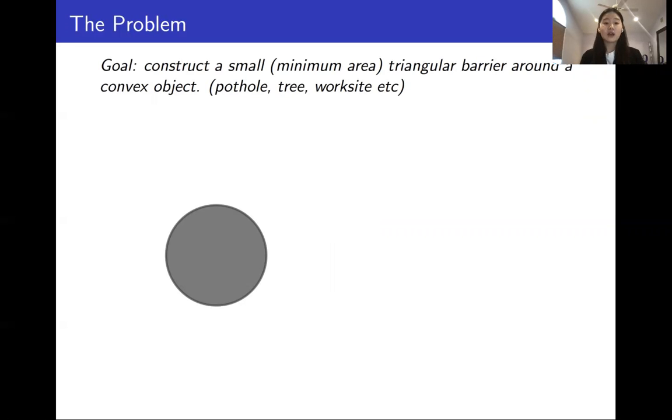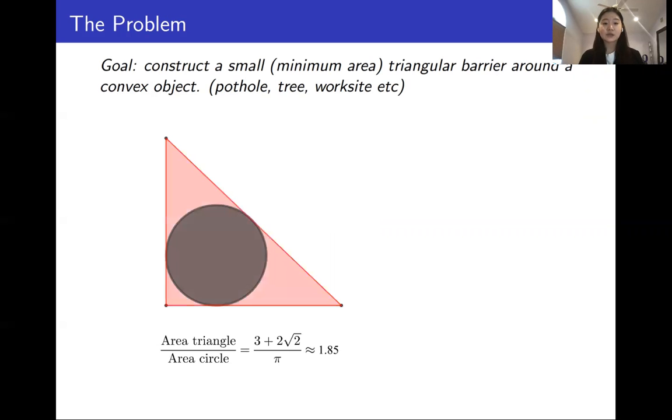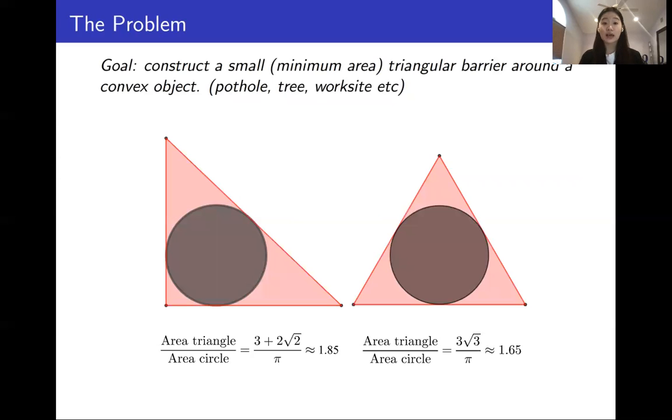convex object. If the object is a circle, we may try to construct an isosceles right-angled triangle. In this case, the ratio between the triangle and the circle is 1.85. I can reduce this ratio by constructing an equilateral triangle, as it gives the ratio of 1.65. Thus, it can be shown that the optimal construction is the equilateral triangle.